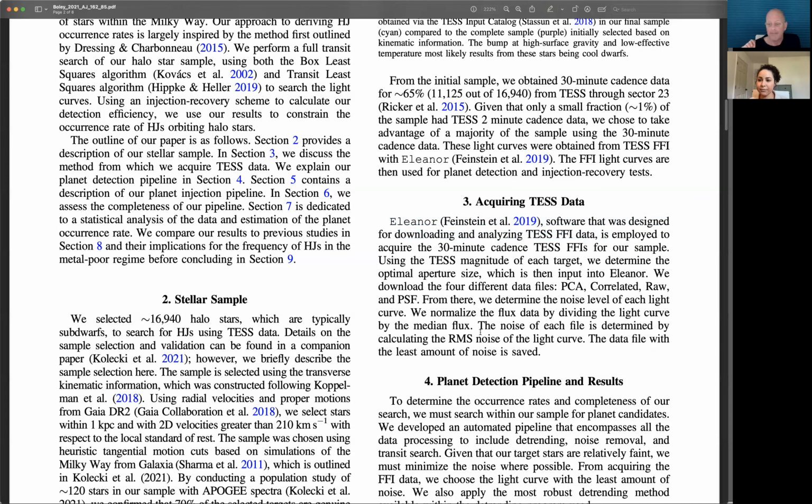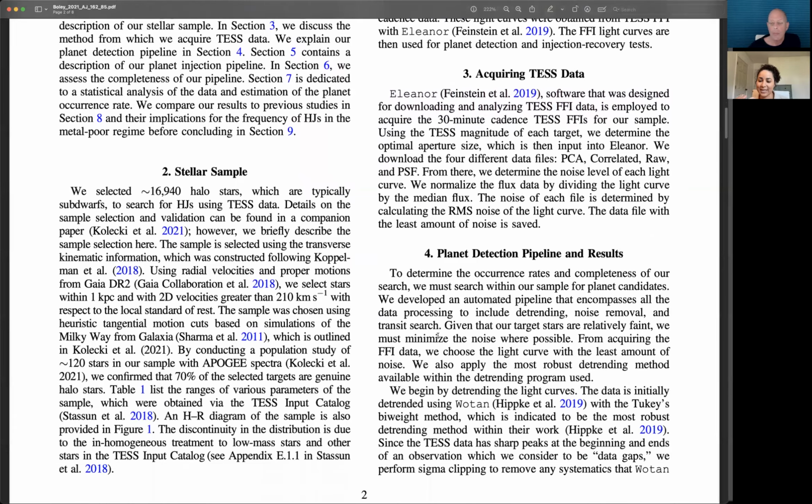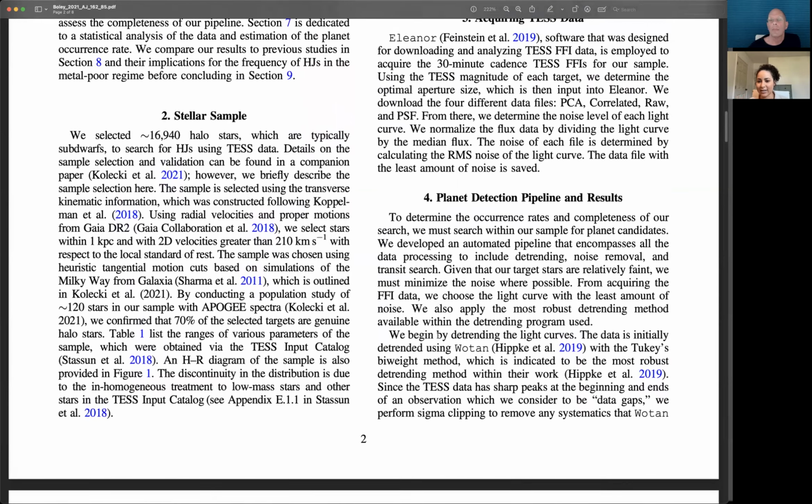Once we had that, we did some additional cleaning of these light curves, because it's very difficult to find planets in raw light curves. So we needed to do some noise removal and something we call detrending. This helps us actually detect planet transits. So we detrended the light curves using a software called Wotan.